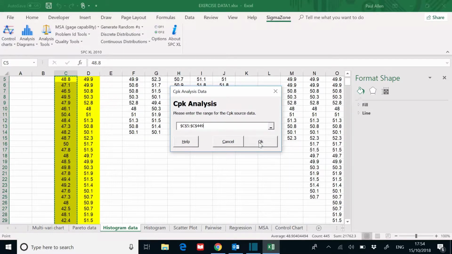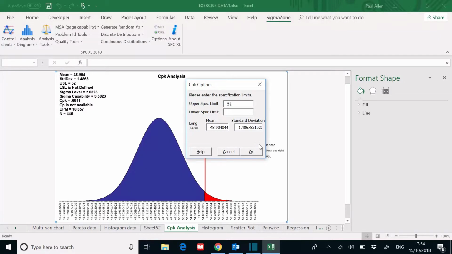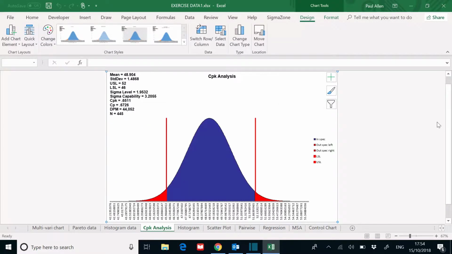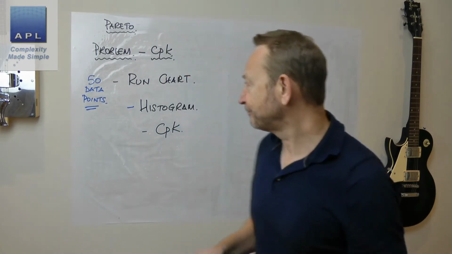So here we go, look, I'm going to generate a Cpk for that data set, and you can see the defect rate, 44,000 defects in a million. That's a prediction. It's not an observed value. And because I know that the normal distribution is strong in the data, because I looked at it in the histogram, I know that prediction is going to be very good. Okay, so we've got run chart, histogram, Cpk.